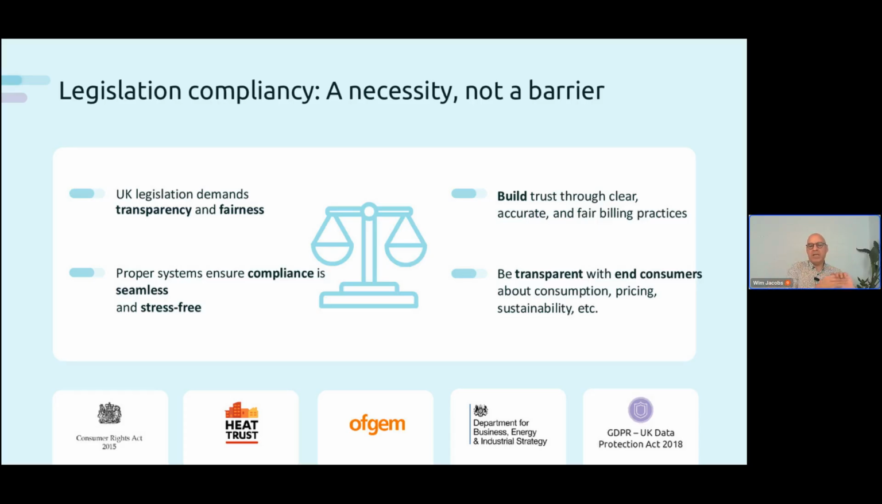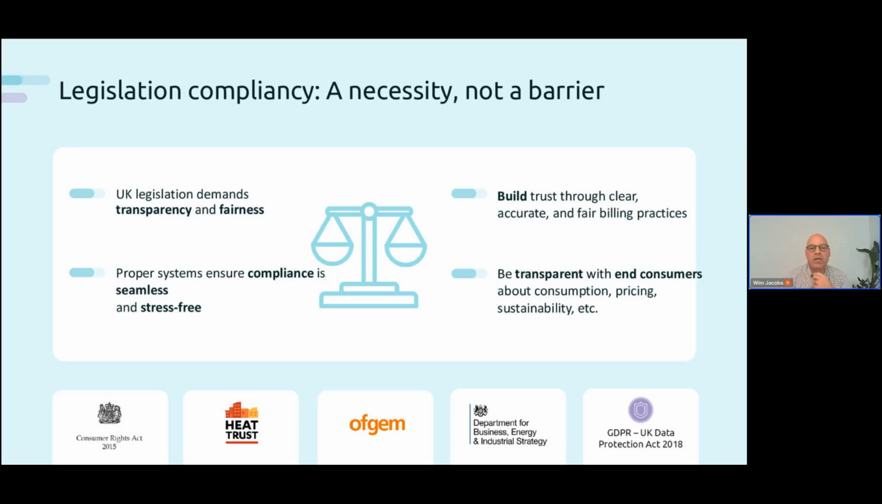That's why we have been thinking about it. But of course, that's one side. Secondly, there is legislation: the Heat Trust, the Ofgem regulation, GDPR. So you need to have a focus on more transparency and fairness.